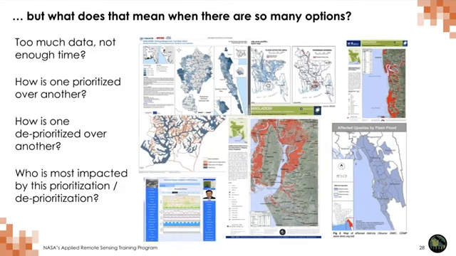So we came to the case of, well, there's too much data and not enough time. Yes, that is a question you should ask. How is one prioritized over another? How is one deprioritized over another? I know that may seem like the same thing as the previous question, but on one hand they are similar, or at least complementary, but the framing demands a different process to navigate the responsibility and accountability for those.